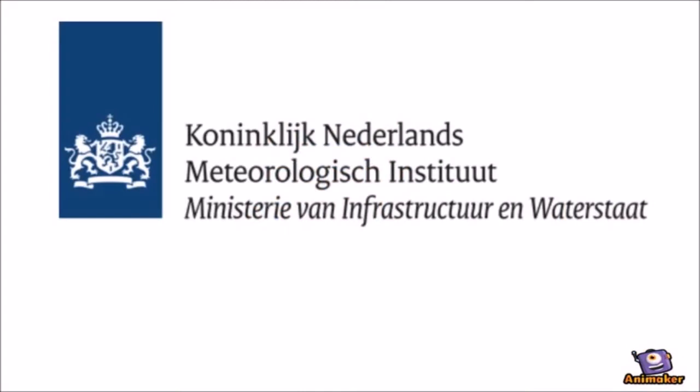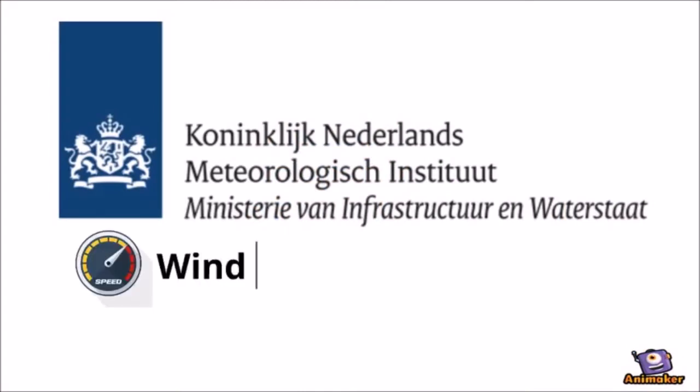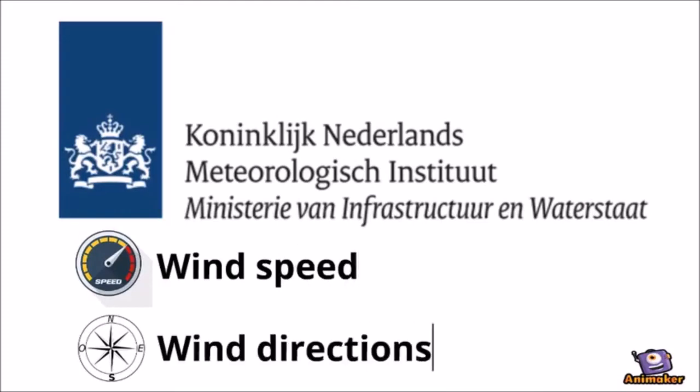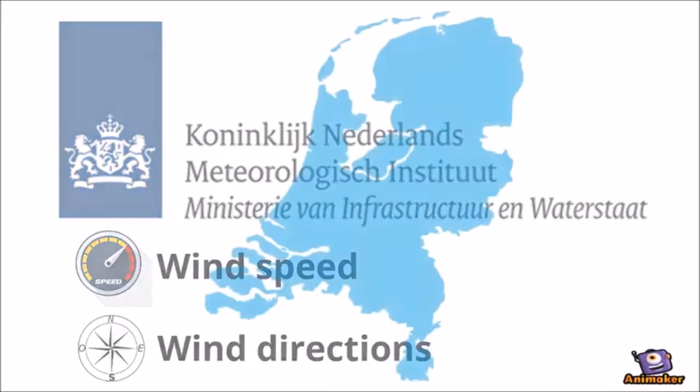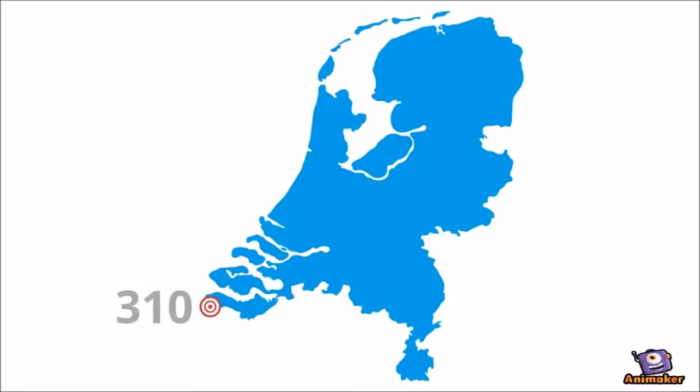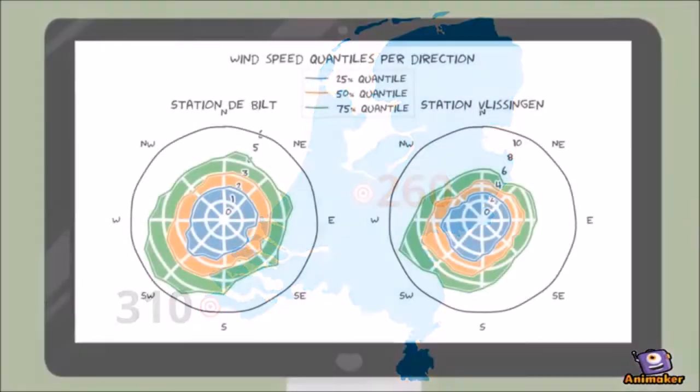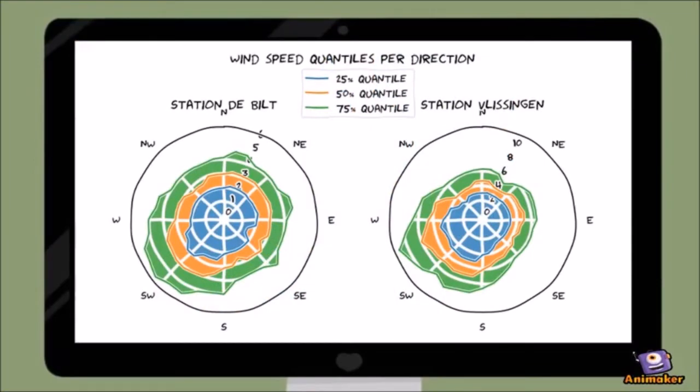From the website of the KNMI, he downloads predictions and measurements of the wind speed and directions of the past 3 years from 2 different stations: Vlissingen, station 310, and De Bilt, station 260. Skylar makes a wind rose with the quantiles of the wind speed in meters per second per direction. He concludes that the strongest wind comes from the southwest.